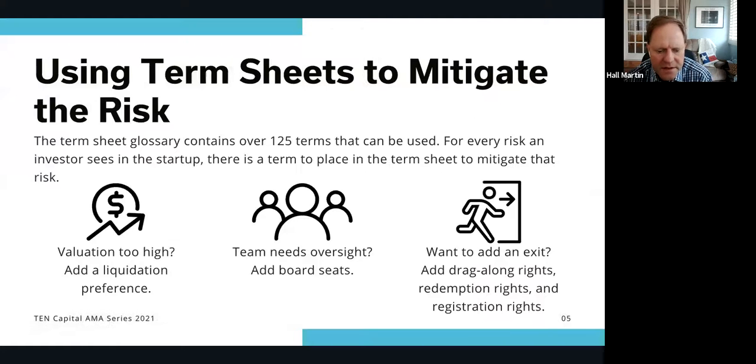So let's move on to the next slide and talk about term sheets to mitigate risk. One of the reasons why there's 125 terms in the MVCA glossary is that there's a term to mitigate every risk you find in the deal. And when you go in, for example, if you see the valuation, you consider that to be too high, you would mitigate that risk by adding a liquidation preference. If you think the team needs oversight, you can mitigate that risk by adding board seats to fill it with advisors who can help. And so it's a great way to maintain an investor's position in the deal because you can actually put in tools that will counteract any challenges you think are already in the deal.